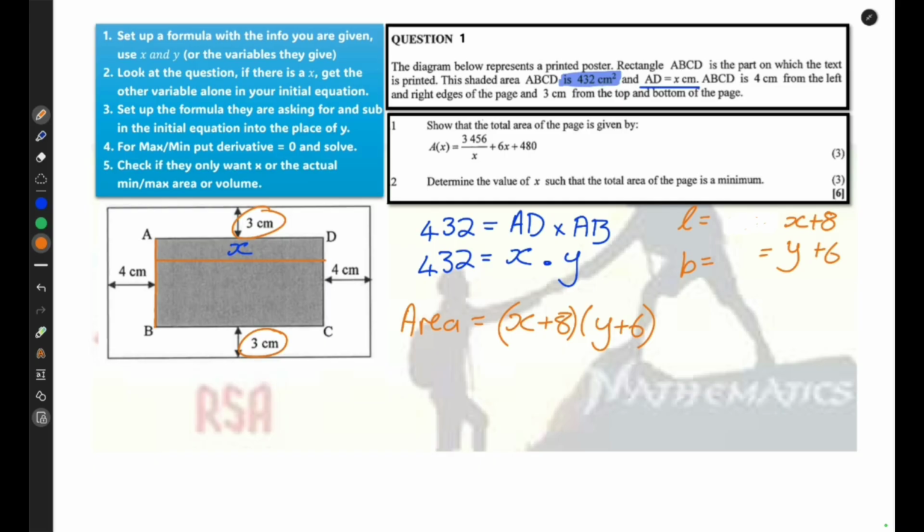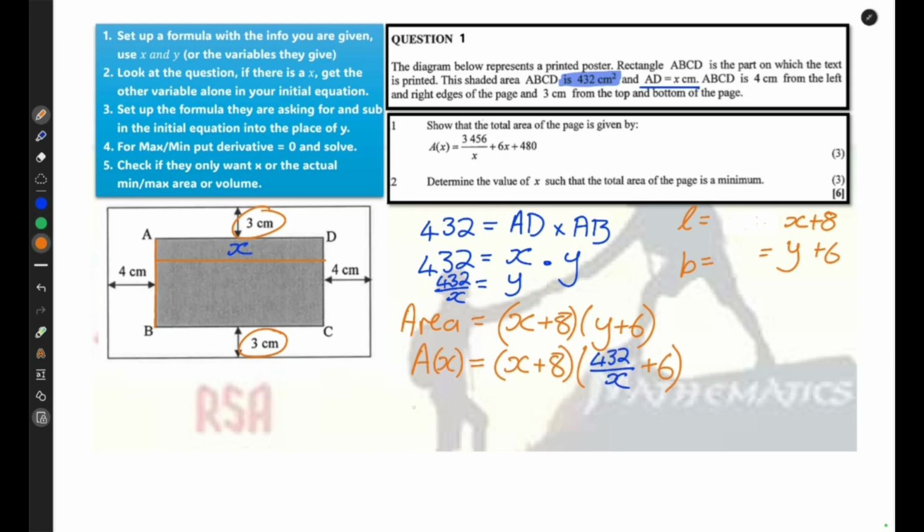So what I'm going to do to compensate for that is to take this blue formula with a y in it, and I'm actually going to get y alone. So I can say y is equal to 432 over x. And that's what I'm going to sub in, and that's how I'm going to get to that big formula that they are talking about.